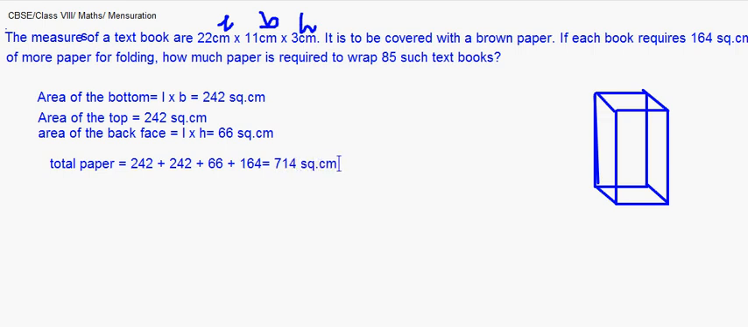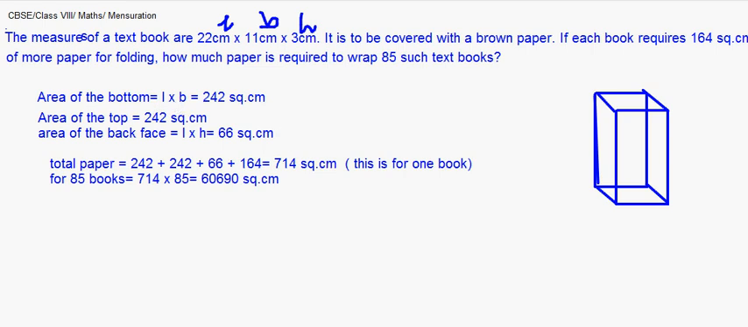So this is required for one book. We need it for 85 such books. For 85 books, it will be 714 multiplied by 85. That will give us 60690 square centimeter paper.